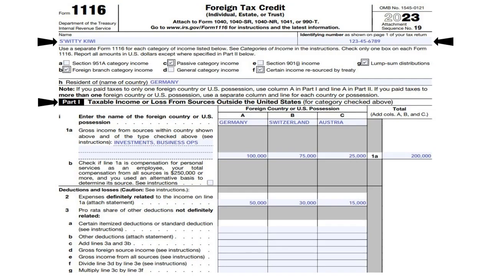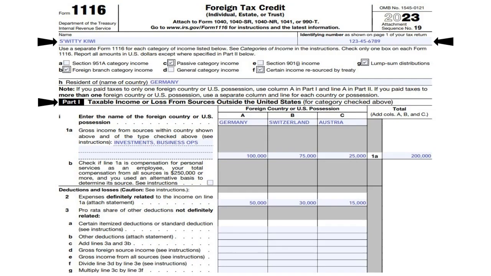You have to specify the source of the income. Here we put investments and business operations. Ops really stands for operations. Then you have the income, and you also have the deductions and losses. On line 2, you can see expenses definitely related to the income on line 1A, and you might have to attach a statement. For brevity's sake, I'm not going to attach the statement, but if you have a question, let us know and we'll definitely get back to you on that.